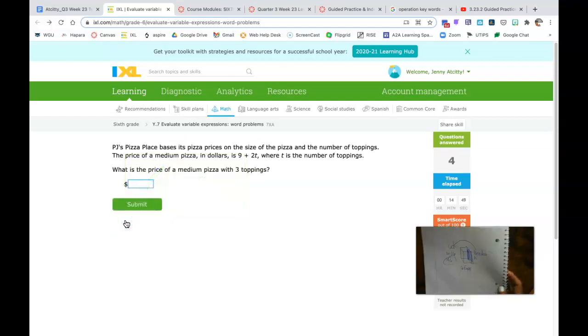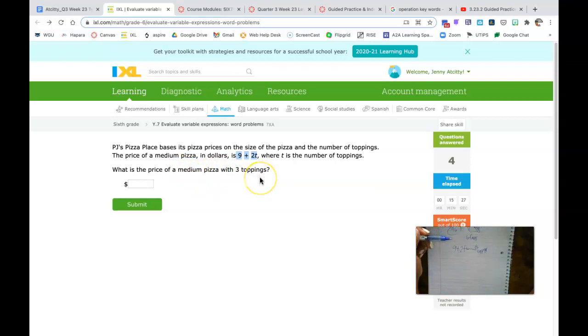And I'm going to do a second one, so let me move my paper up a little bit. PJ's Pizza Place bases its pizza prices on the size of the pizza and the number of toppings. The price of a medium pizza in dollars is 9 plus 2t, where t is the number of toppings. So this is the expression that I'm working with: 9 plus 2t. And just a reminder that t is the number of toppings. It says, what is the price of a medium pizza with 3 toppings?